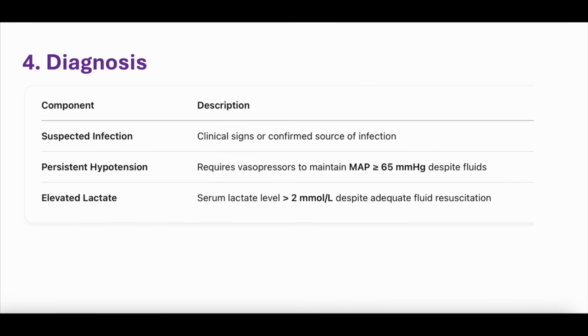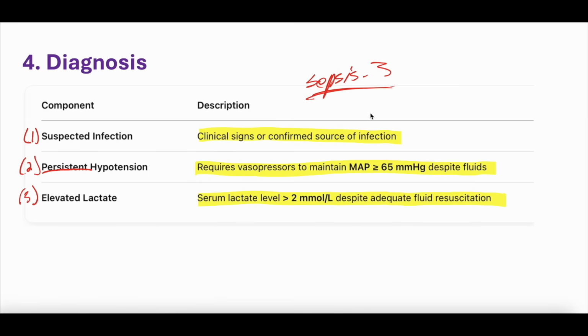All right, diagnosis. Again, we have the formal diagnosis that people talk about, which is requiring vasopressors to maintain MAP of greater than 65 despite fluids and a serum lactate of greater than 2 despite adequate fluid resuscitation. You certainly need an infection as well. So the 3 components for the formal diagnostic criteria are 1, suspected infection, 2, persistent hypotension. The persistent is important because it has to be after fluids, and 3, elevated lactate. Now, this is per those Sepsis-3 criteria.